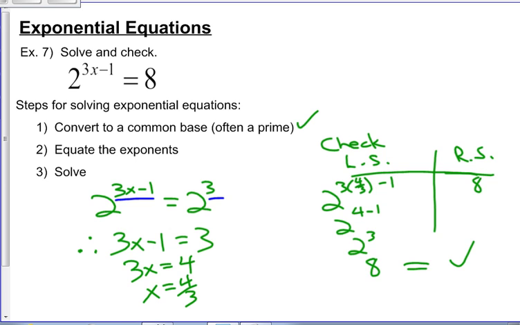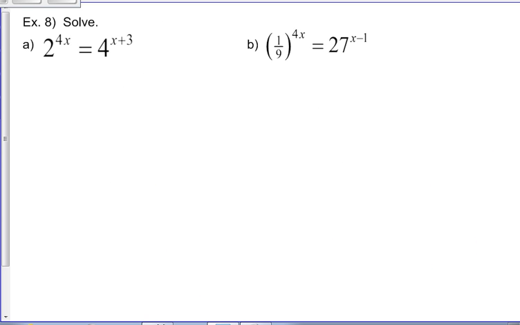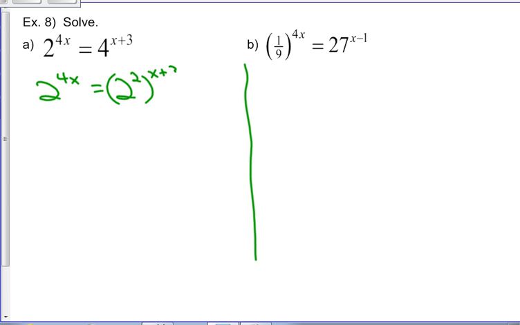But as long as there is a common base, we can use this technique. All right, so the next one, we've got 2 to the 4x and 4 to the x plus 3. Look at those two bases, a 2 and a 4. Can they be expressed as something common? Well, the number 4, another way to write it is just 2 squared. And I'm going to make that my whole first step. All I'm going to do is take the number 4 and write it as 2 squared. Everything else stays the same.